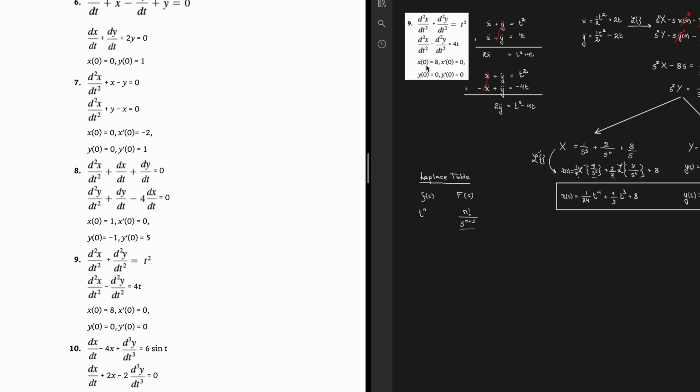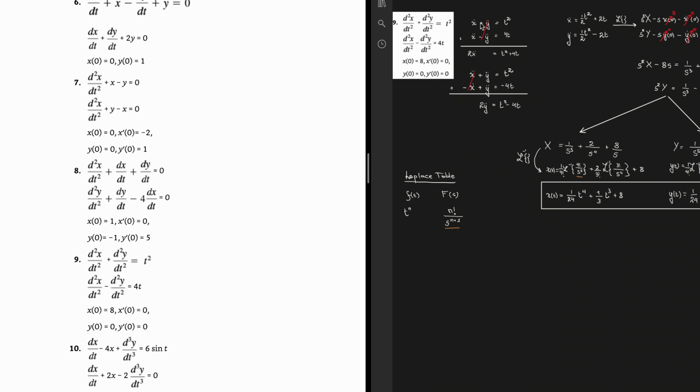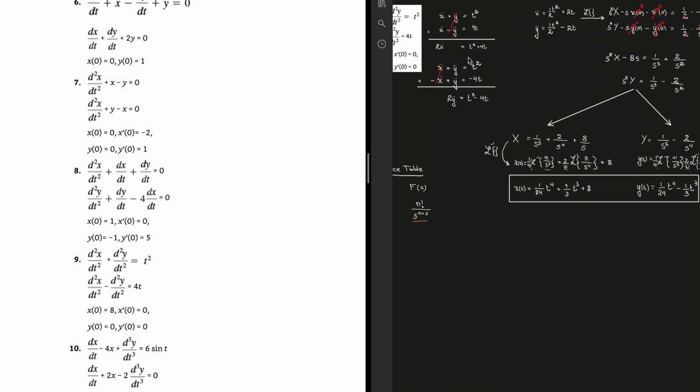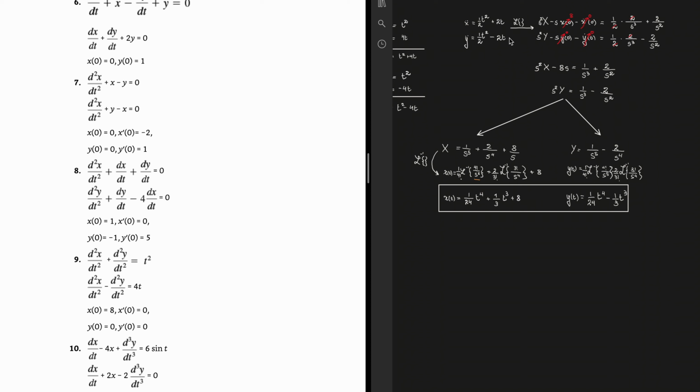I showed you how to solve this system by hand. We got lucky here because we had a way to cancel out the coupling right away, so we really didn't have to do a lot of algebra. It was more just applying the Laplace to these individually like we did before.